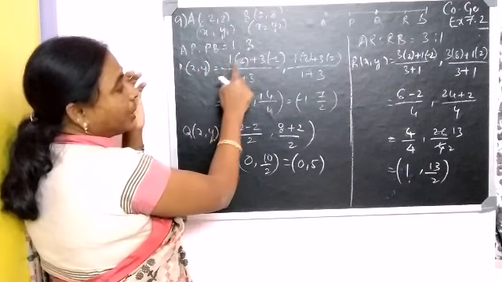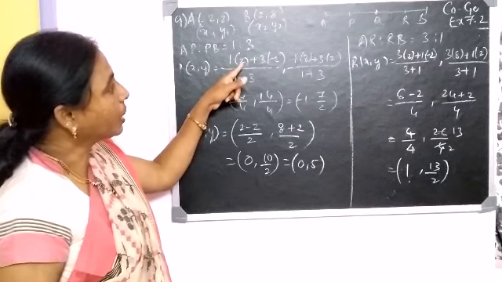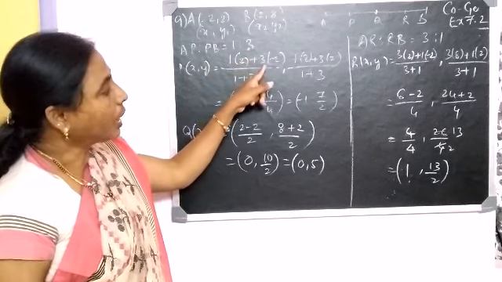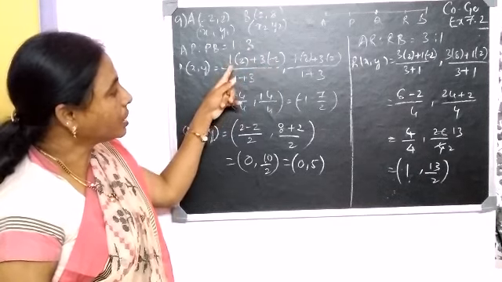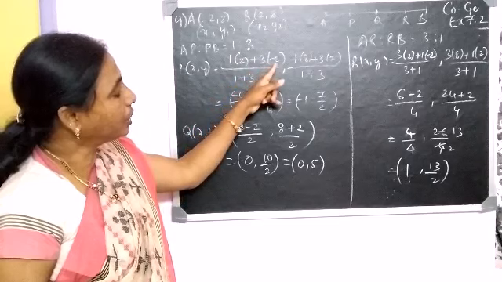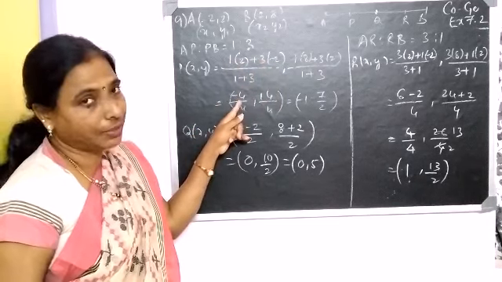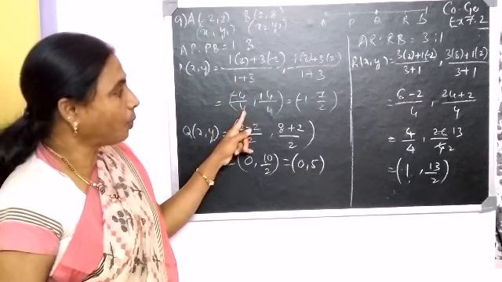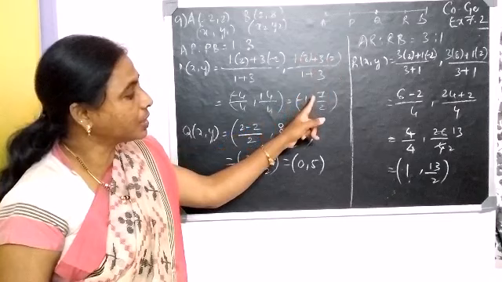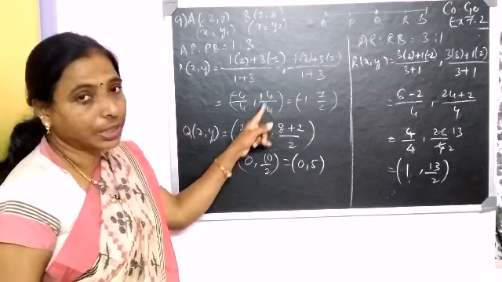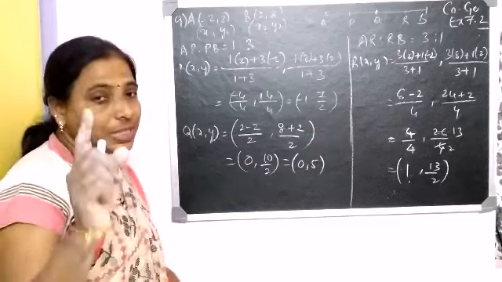That means m1 is 1 and m2 is 3. Now m1 x2, so the x2 value here is 2, and m2 x1, x1 is minus 2. Now 2 ones are 2 and 3 into 2 is 6, so 2 minus 6 is minus 4. 1 plus 3 is 4. And here 8 ones are 8, 8 plus 3 sixes... 8 plus 6 is 14. 14 by 4, cancel it, 2 2s and 2 7s, you will get minus 1 and 7 by 2 is the first answer.